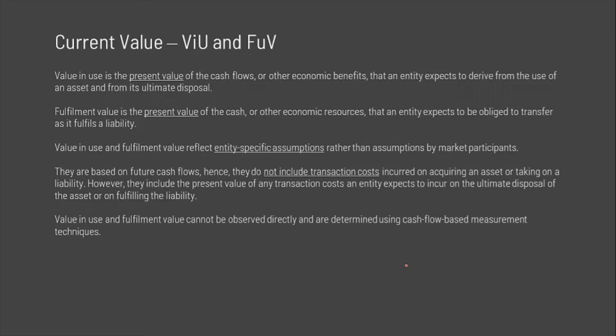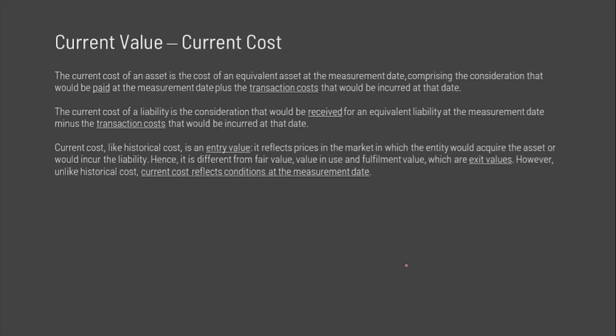Value in use and fulfillment value do not include transaction cost in acquiring an asset or incurring a liability, but include transaction cost expected to be incurred on the ultimate disposal of the asset or fulfillment of the liability. The last type of measurement basis for the current value is your current cost.